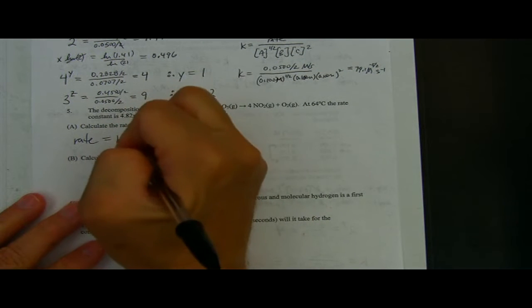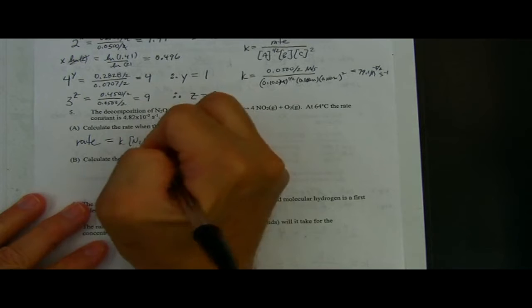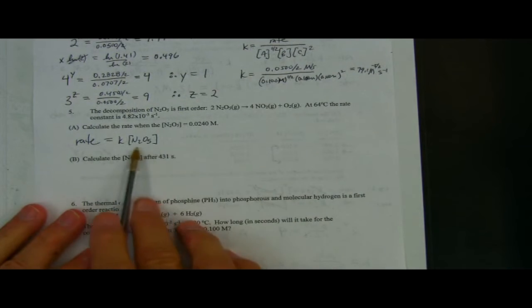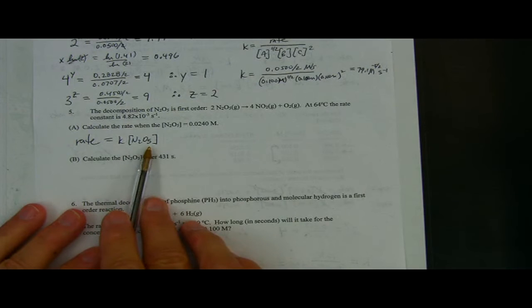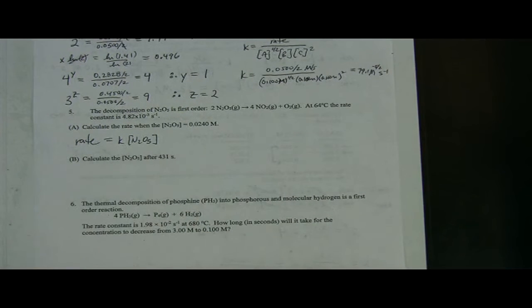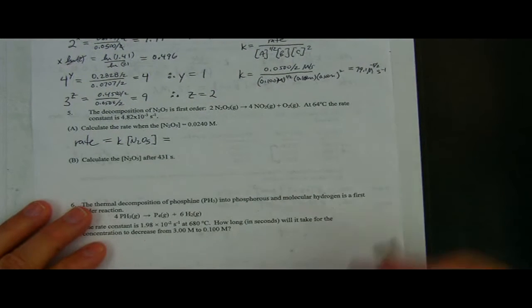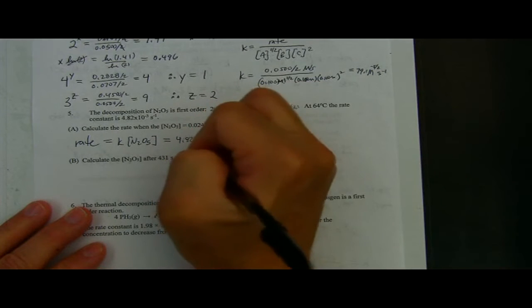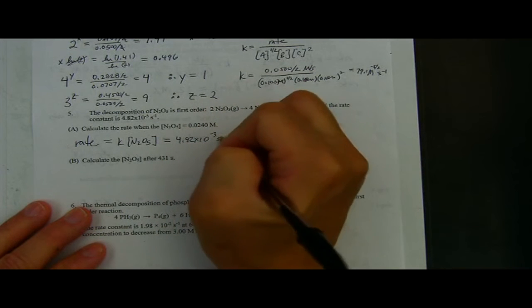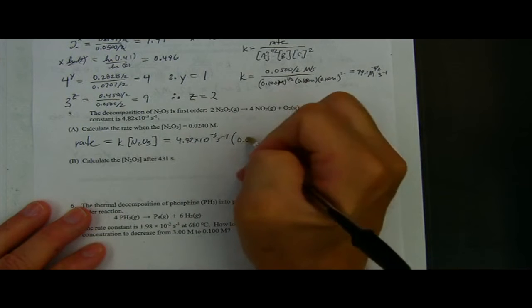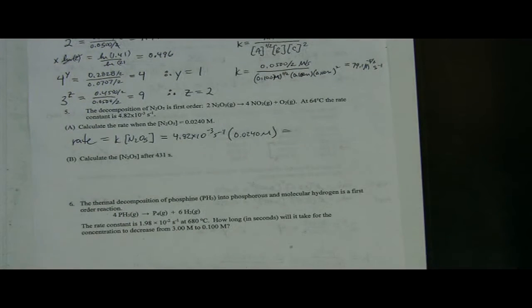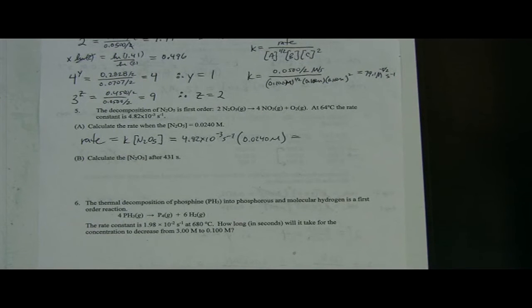Well, the rate is equal to k times the concentration of N2O5 squared. Why did you square it? It was first order. Never mind. Okay, yeah, it's first order, so it would be k times N2O5 to the first power, right? And so then what do I do with that? I have k and I've got the concentration, right? So that'd be 4.82 times 10 to the minus 3 inverse seconds times 0.0240 molar, and that will give me what the rate is under those conditions.